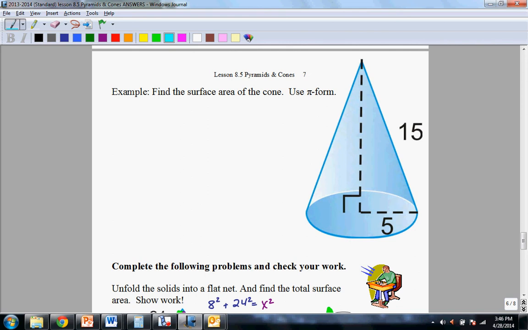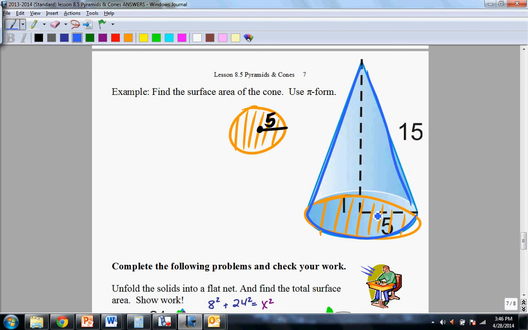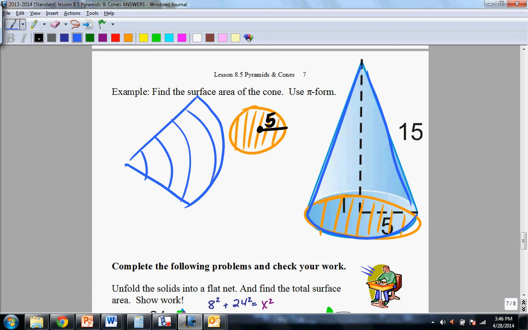So let's find the surface area of this. We're going to use pi form. So let's unfold it. There's our base. And then we have our face, which if we unfold it looks something like this. Okay, the equation here is pi r squared. To find the area of this, it's circumference times slant height over 2.